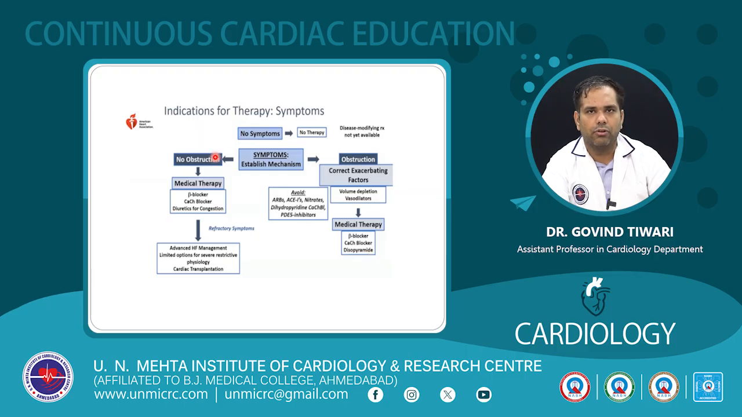Similarly, if the patient has no obstruction, we'll start with a medical therapy, that is beta blocker, calcium channel blockers. If the patient has symptoms of congestion, then we go for low dose diuretics. Even if the patient has refractory symptoms and a low EF, we have to go for advanced heart failure management. If the patient has restrictive physiology along with the hypertrophic physiology, then we have to go for cardiac transplantation, and it becomes difficult to treat.